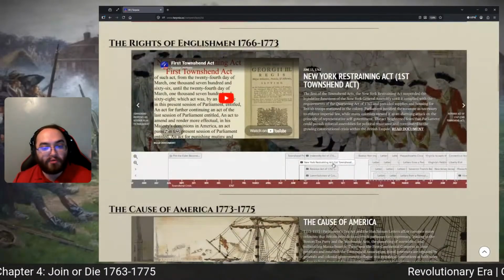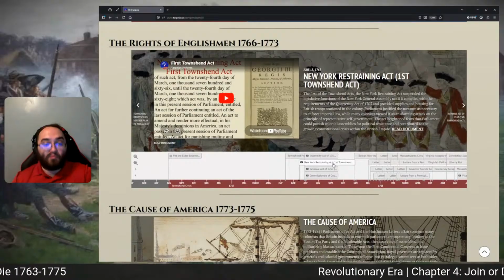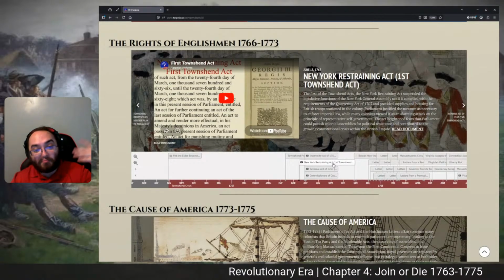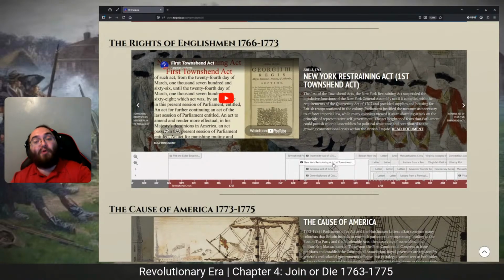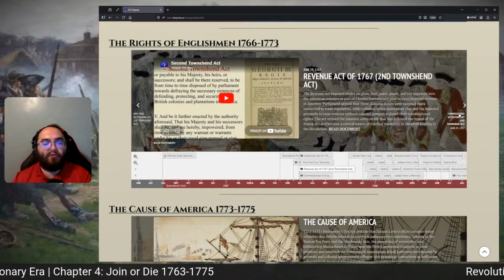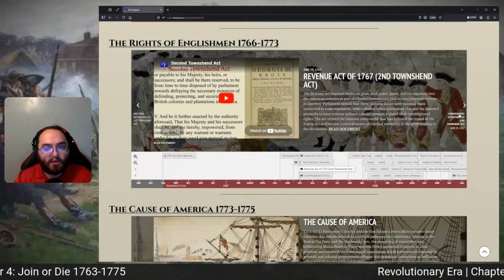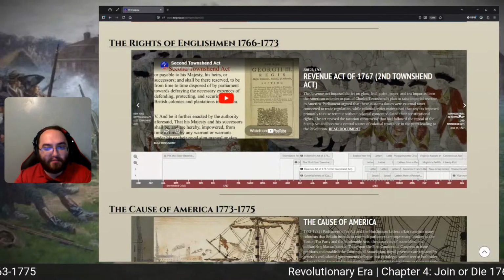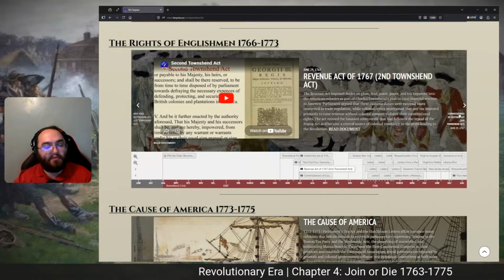And so New York will, funnily enough, enforce the Quartering Act, but only after this act is passed. Then you have the official Revenue Act of 1767, which is the second Townshend Act.